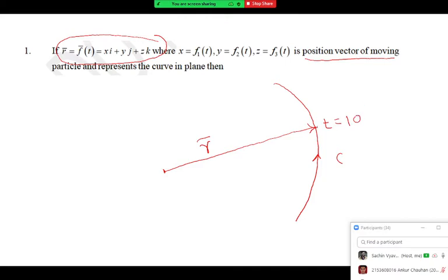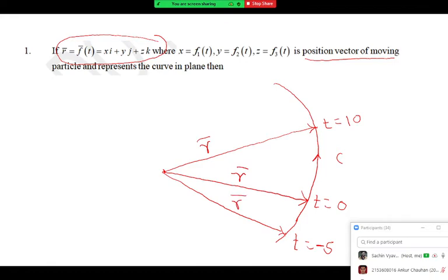So this may be the position. If we say this is the r bar at t equal to 0, it may be r bar at t equal to minus 5 also. At the value of t equal to minus 5, the position vector r bar is here. This is the position of the particle at t equal to minus 5. This is at t equal to 0. This is at t equal to 10.